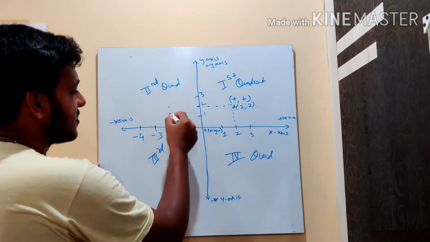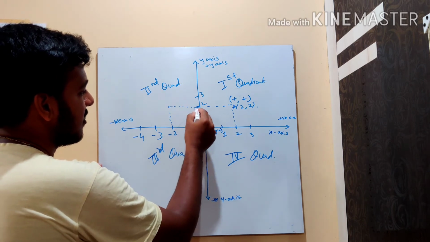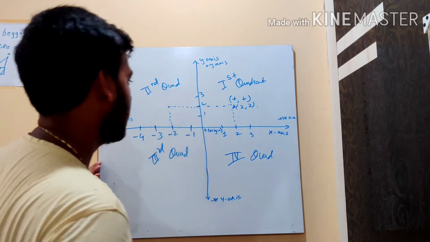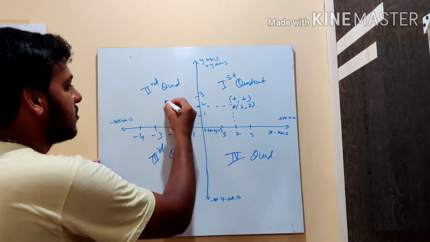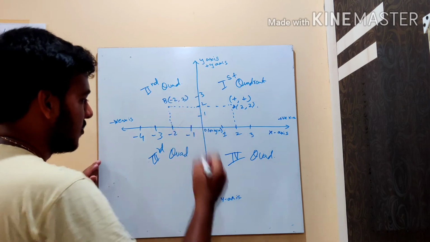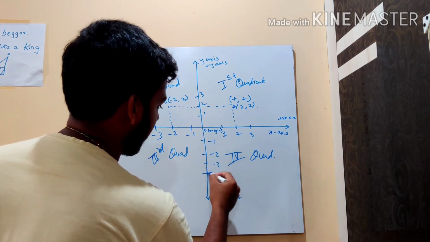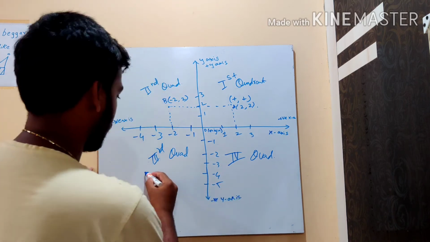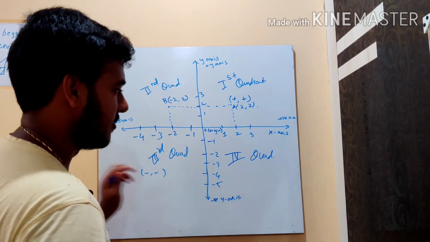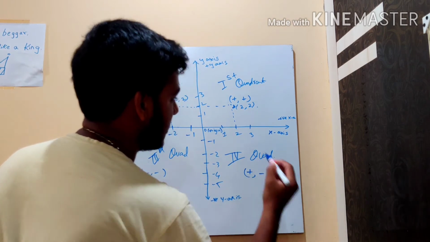So it is the negative x coordinate and it is the positive y coordinate. So my point B will be (-2, 2), and here both will be negative. Both the points are negative, and here one is positive and another is negative.